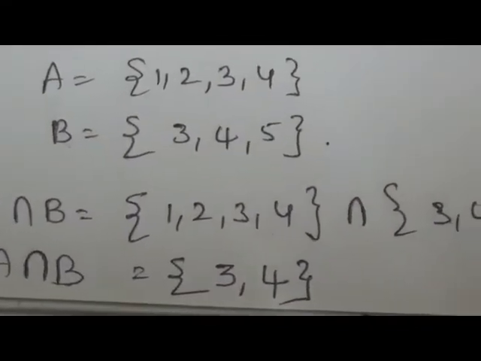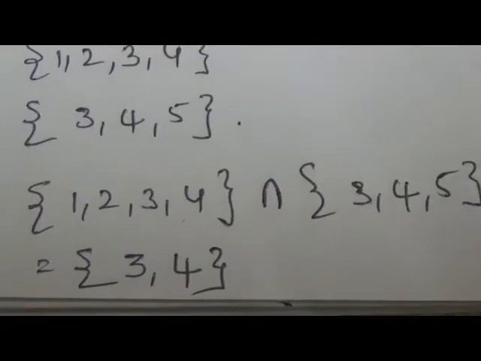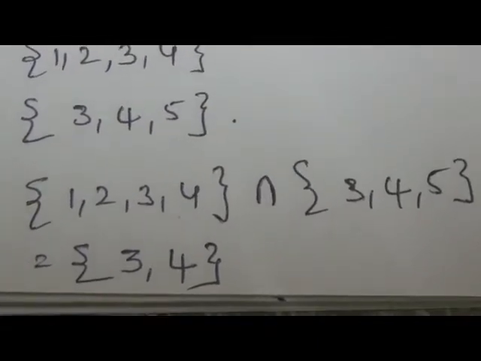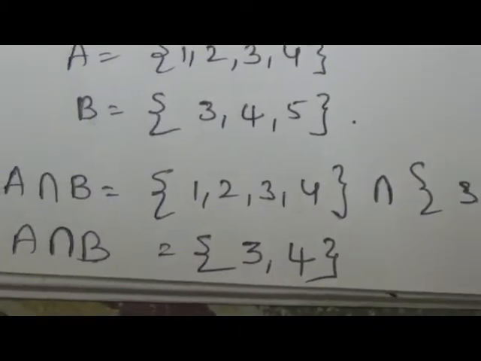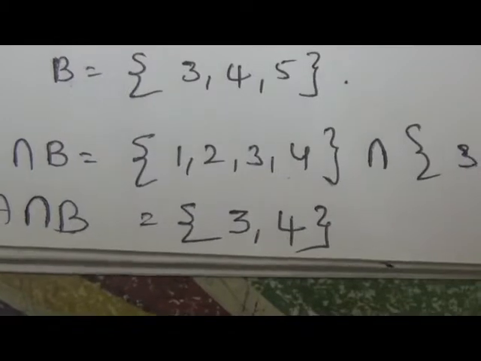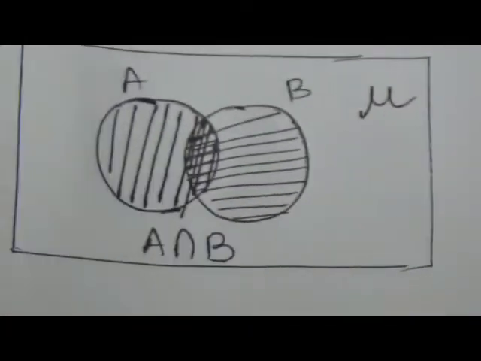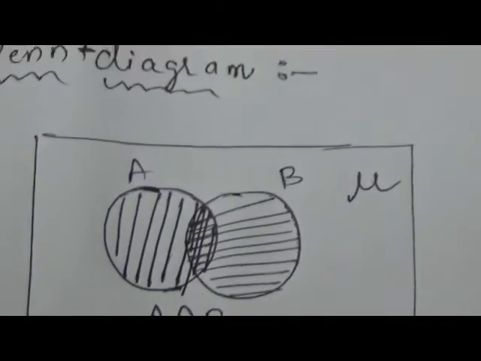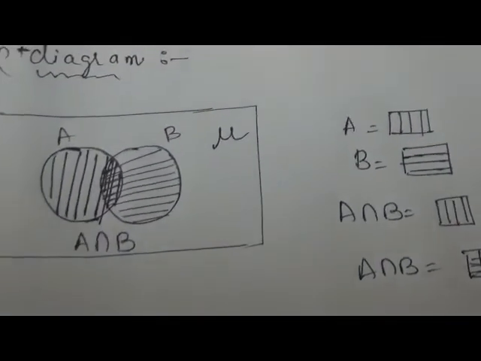A intersection B means in both the sets, what are the common elements? 3 and 4. Only 3 and 4 are the common elements in both sets. That is A intersection B. The set A intersection B is equal to the set 3 and 4. The Venn diagram for this is just like this. So it is the Venn diagram for A intersection B.